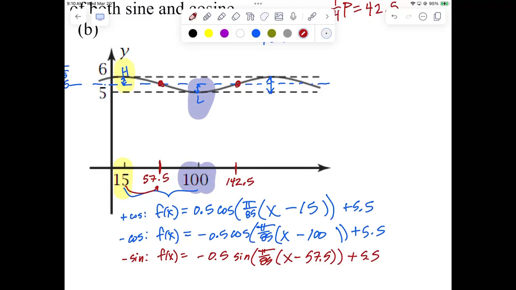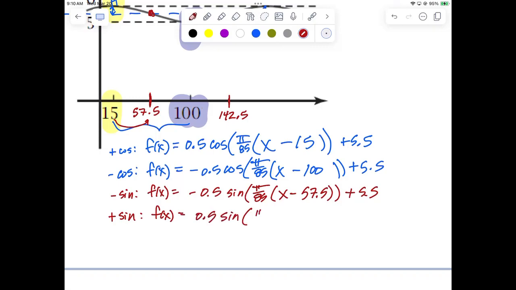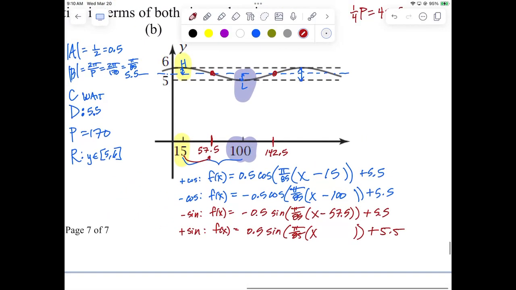Okay, and then the last one we need is the positive sign. So that's f of x equals positive. We don't even have to put the plus sign. Positive sine of pi 85ths, parentheses x plus or minus something something plus 5.5. And now we're looking for what point on the graph? A positive sign is where? Midpoint going up. We call that an axis going high. So that is over at 142.5.